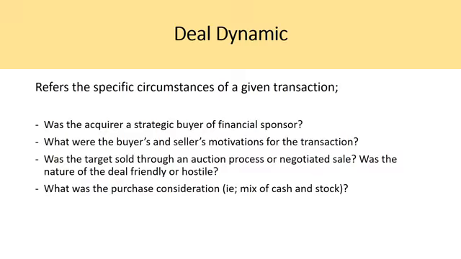From a deal dynamic perspective, there are specific circumstances of a given transaction. Was the acquirer a strategic buyer or a financial sponsor? What were the buyers and sellers' motivation for the transaction? Was the target sold through an auction process or a negotiated sale? The highest bidder or one to a company that they themselves are comfortable selling to? Was the nature of the deal friendly or hostile? Usually a hostile deal charges more of a premium because the company itself is protecting itself from that acquirer, and so they'll only give in to a higher premium. And what was the purchase consideration? Was it a mix of cash and stock, or was it just pure stock or pure cash?